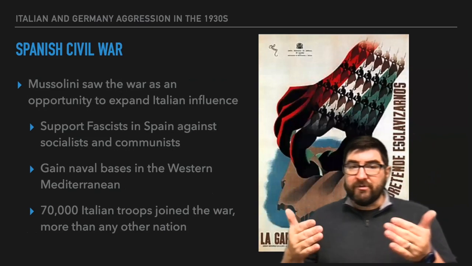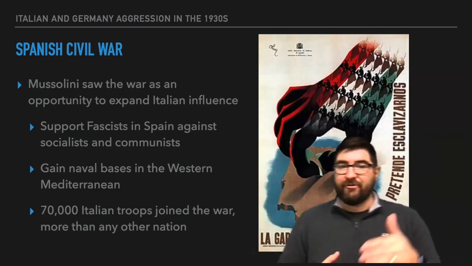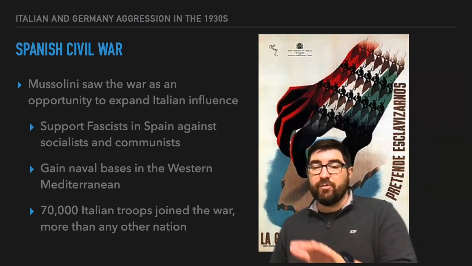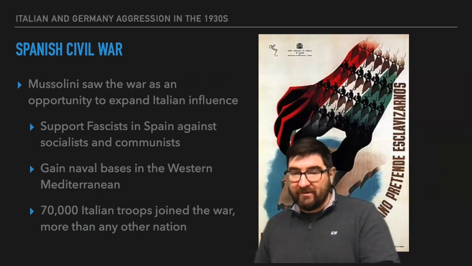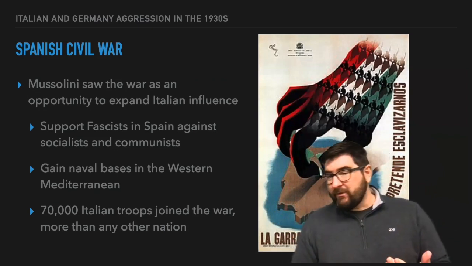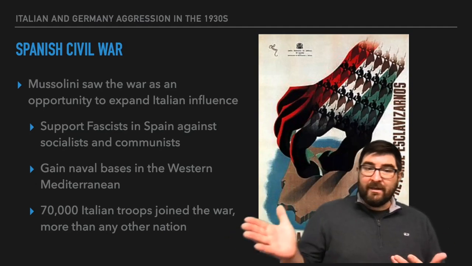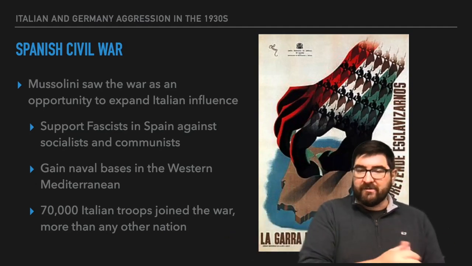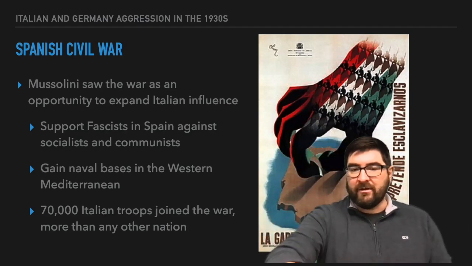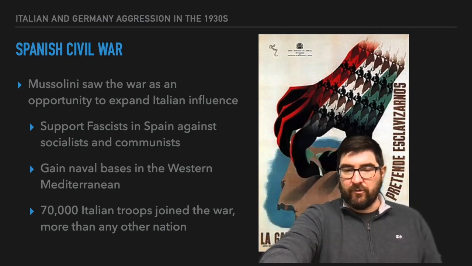In the next year, Mussolini is going to send troops to support the fascist factions of the Spanish Civil War. Mussolini sees this war as an opportunity to expand once again his Italian influence. The hope of gaining naval bases in the Western Mediterranean is also present, and Italy will send 70,000 Italian soldiers into the Spanish Civil War. This is more than any other nation will send to support a faction in the Spanish Civil War.